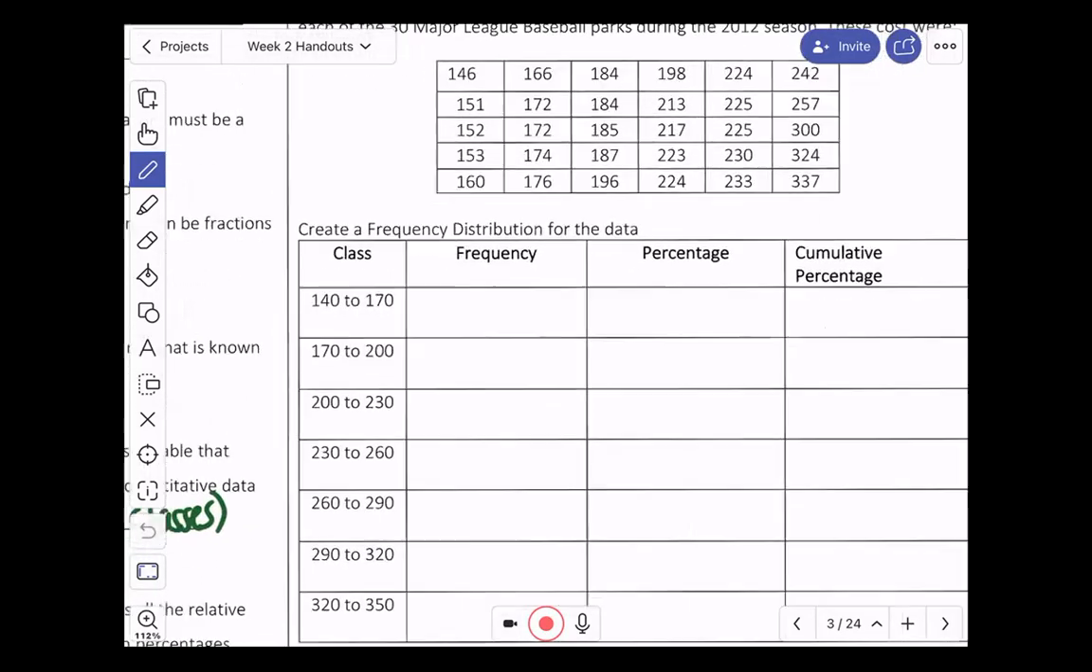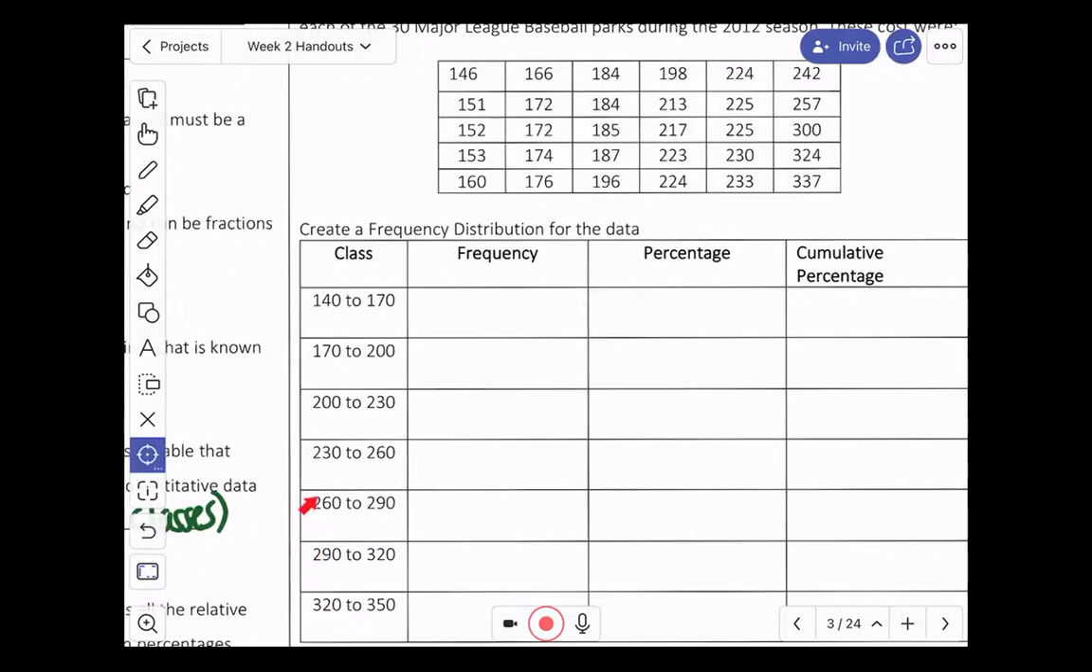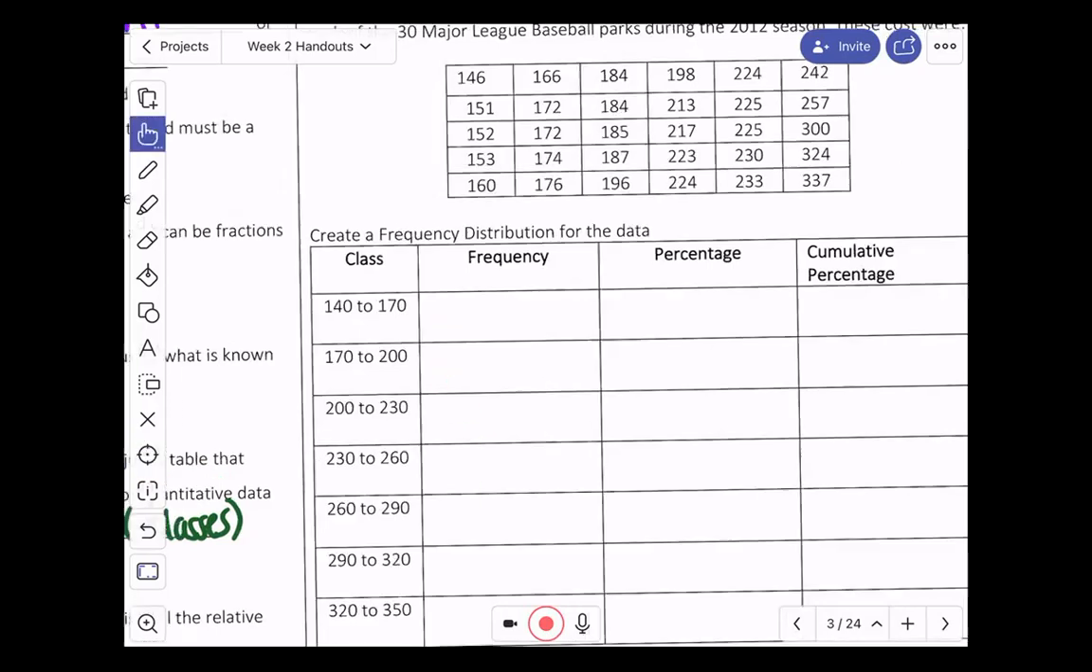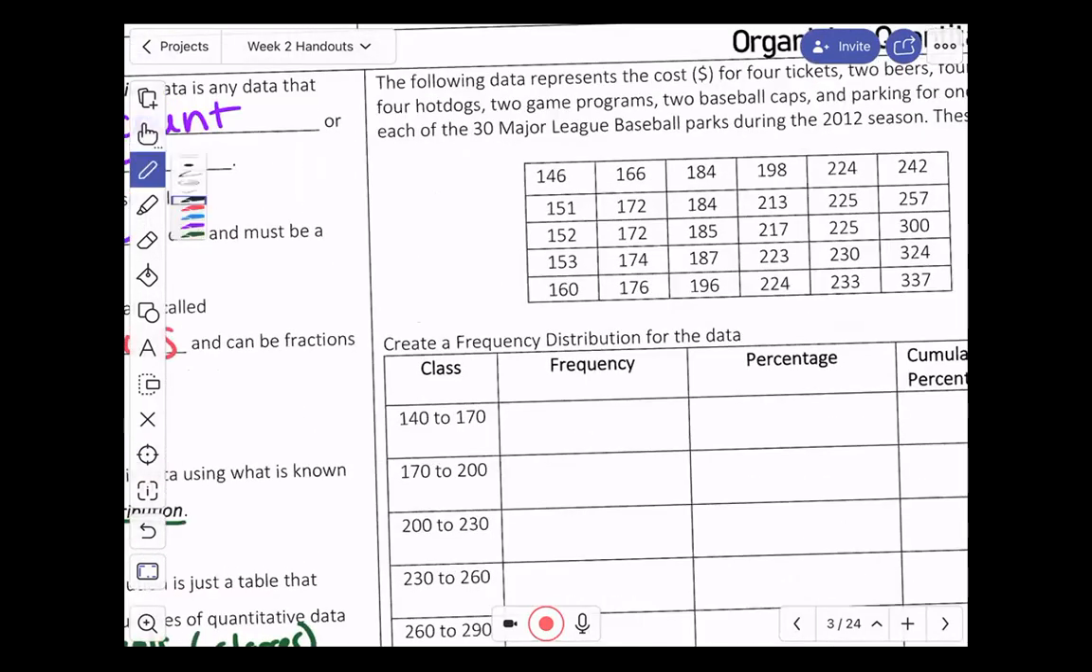In this case, we have 1, 2, 3, 4, 5, 6, we have 7 classes, right? So if I want 7 classes, here's what I'm going to do. I'm going to look at this data. I'm going to take the largest number and subtract the smallest number from it. What do you call it when you subtract the min from the max? Anybody? Range. The range. So I'm going to find the range first.